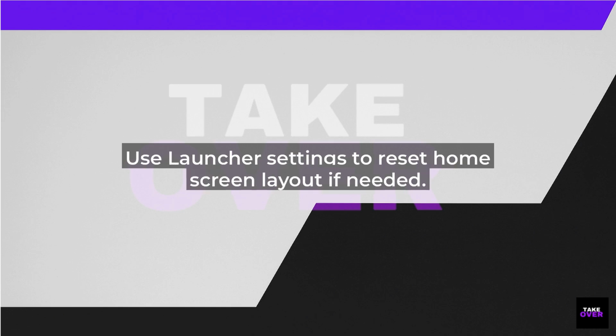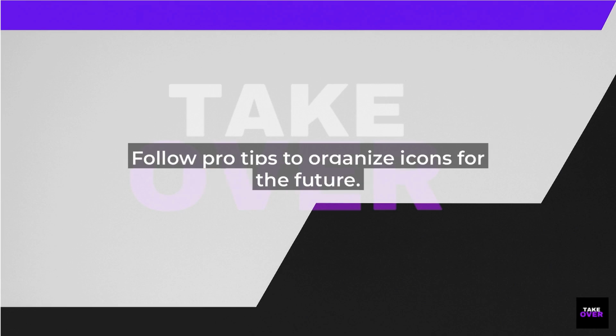If you're still having trouble, Android 2025 might have some advanced options. Head to Settings, Home Screen or Launcher Settings, depending on your device manufacturer like Samsung or Google Pixel. Look for an option to Reset Home Screen Layout or Restore Defaults. This will bring back the original icons without deleting your data.